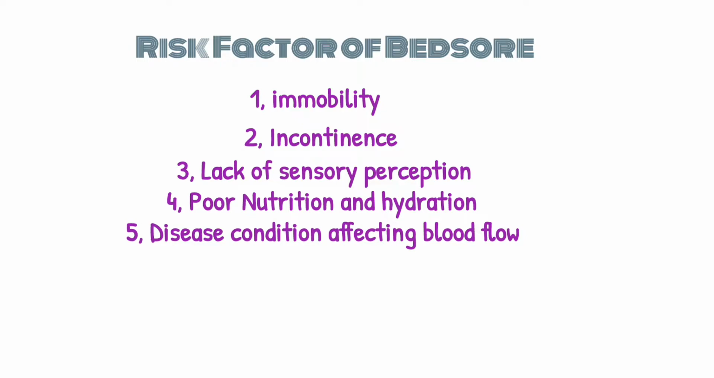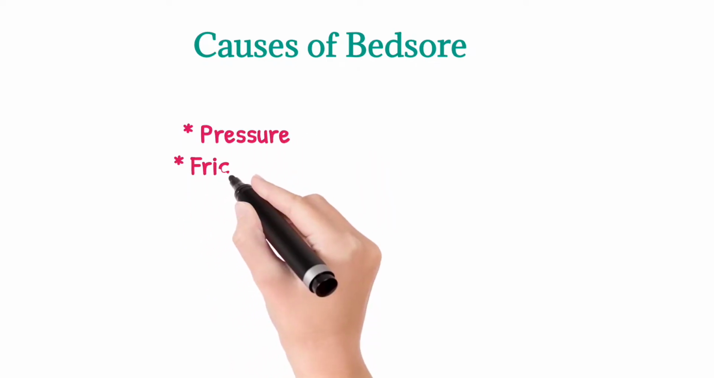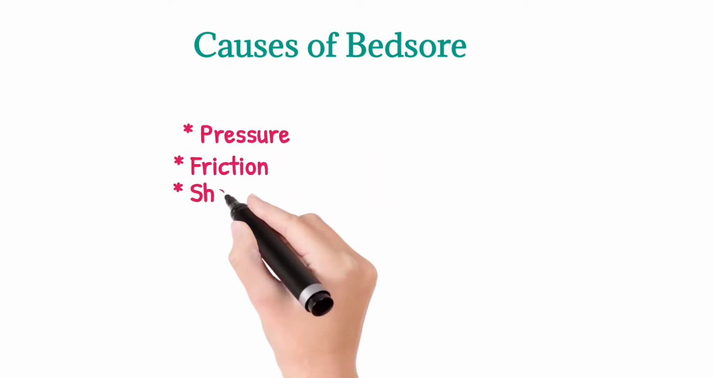An inability to feel pain or discomfort can result in not being aware of warning signs and a need to change position. Poor nutrition and hydration: lack of nutrition leads to skin breakdown. Disease conditions affecting blood flow: diseases such as diabetes and vascular disease increase the risk of tissue damage. Causes of bed sore: pressure, friction and shear.